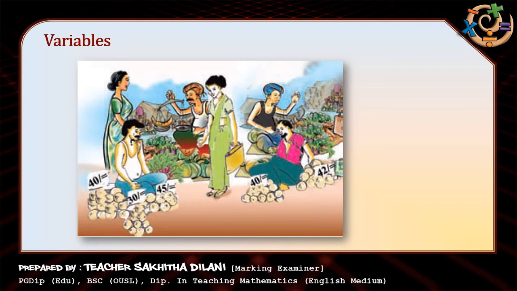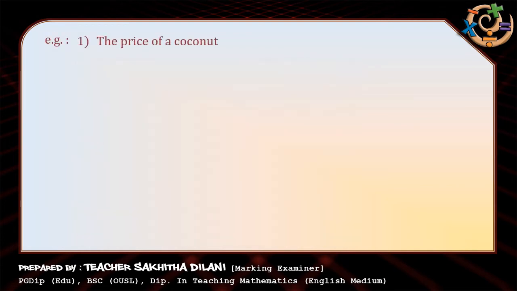Is the price of a coconut a fixed value? Here you can see that the coconuts are sold at different amounts of money in this picture: 30 rupees, 40 rupees, 45 rupees and 42 rupees. Since the selling price of a coconut does not take a fixed value, it is considered a variable. Therefore, the price of a coconut is an example of a variable.